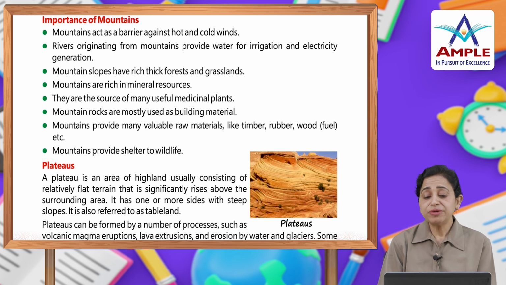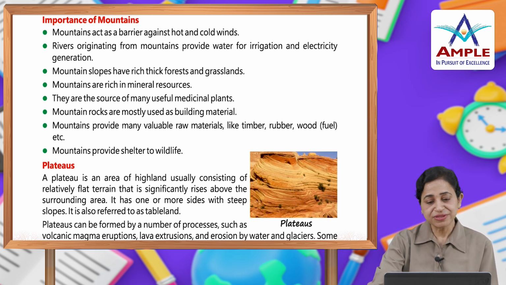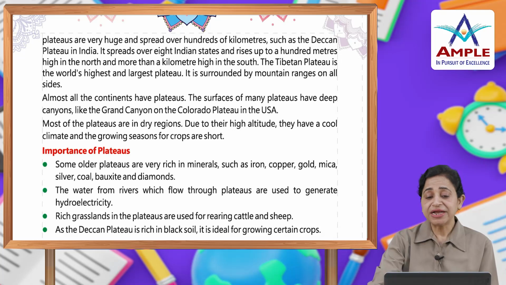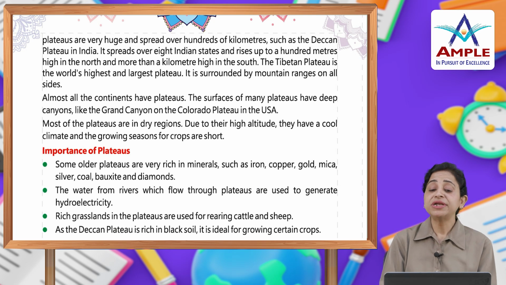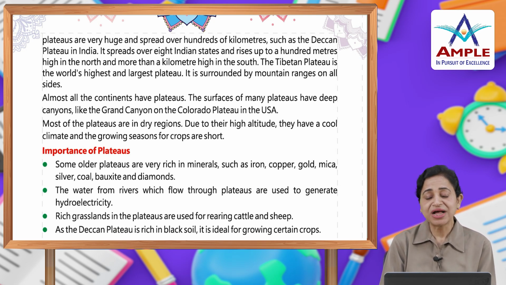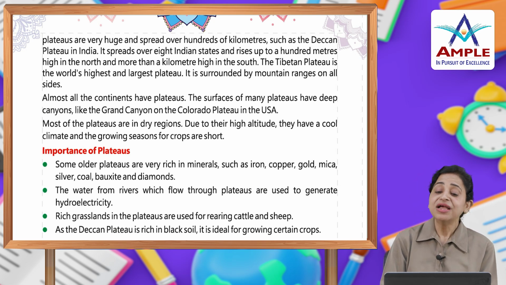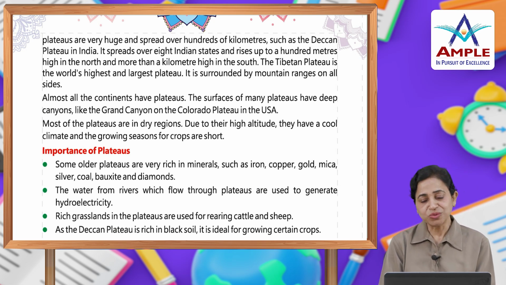Plateaus can be formed by a number of processes such as volcanic magma eruption, lava extrusions and erosion by water and glaciers. Some plateaus are very huge and spread over hundreds of kilometers, such as the Deccan Plateau in India. It spreads over 8 Indian states and rises up to 100 meters high in the north and more than a kilometer high in the south.